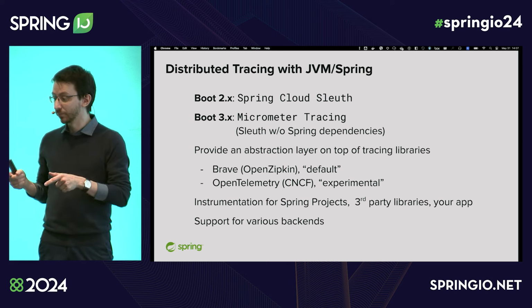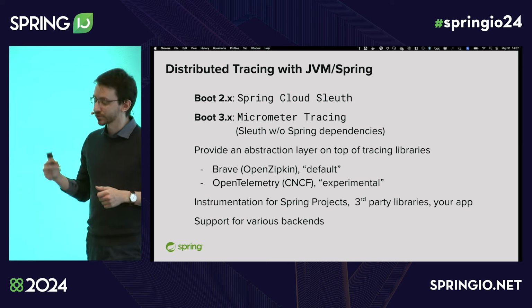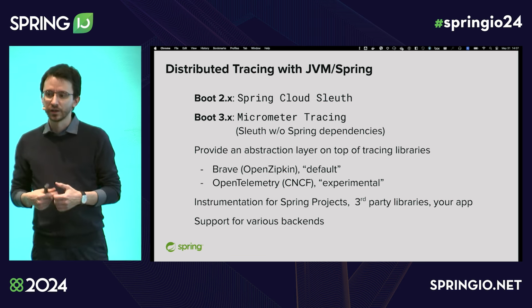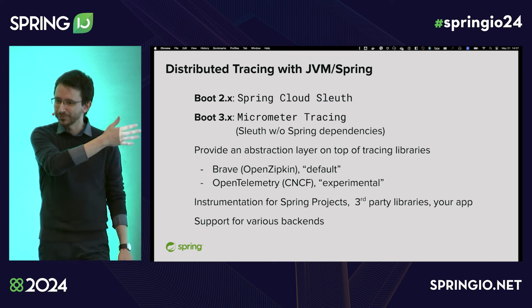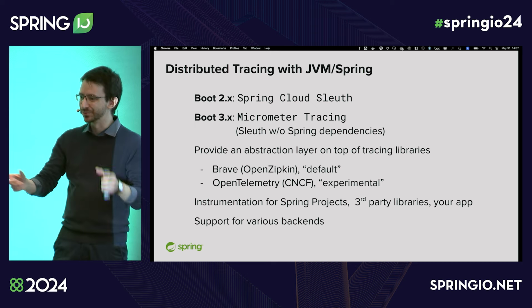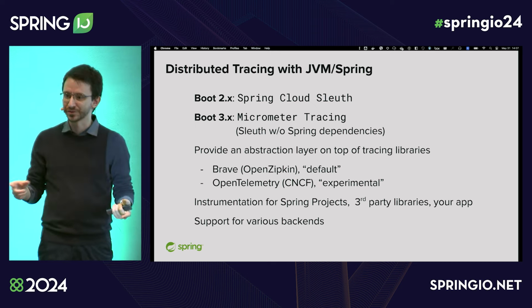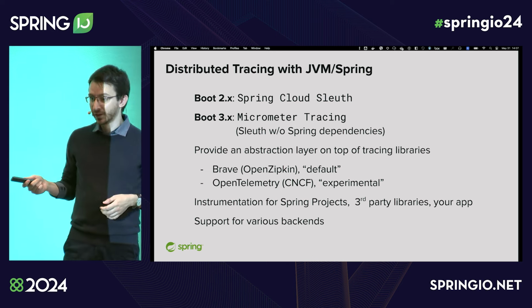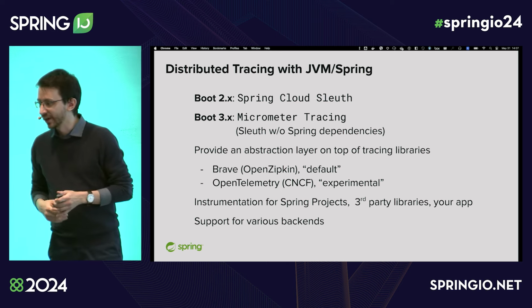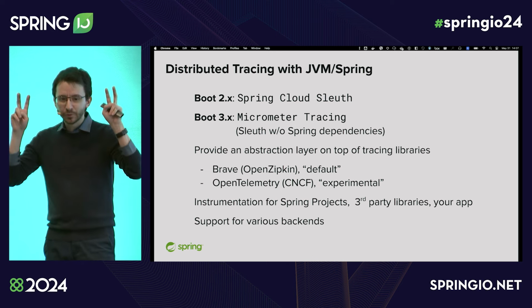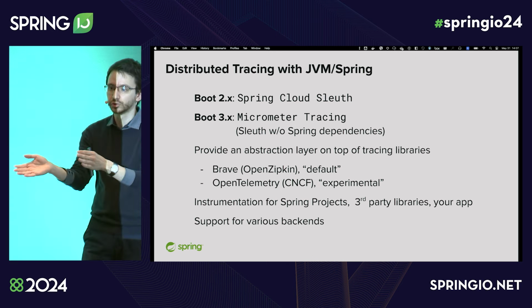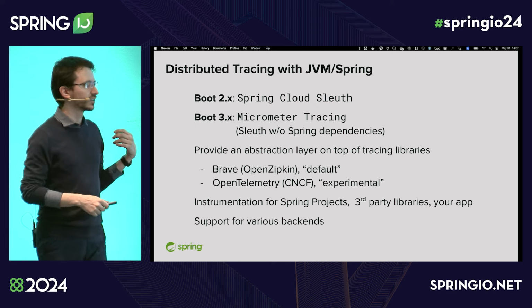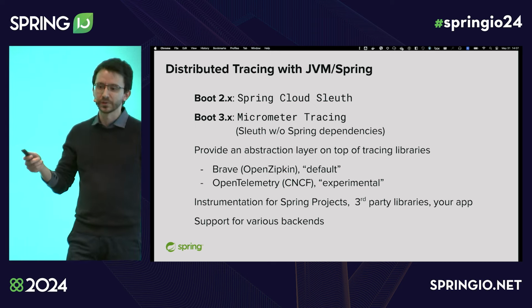Both of them, Sleuth and, sorry, Micrometer Tracing, provide an abstraction layer over tracing libraries. It is also the SLF4J situation. You can use the tracing library of your choice under the hood. And we support two of them. One of them is called Brave, and the other one is called OpenTelemetry. Brave is kind of like a default, except there is no default because you need to choose. But Brave is the more mature product. OpenTelemetry is not entirely stable yet. So we usually recommend Brave for production.